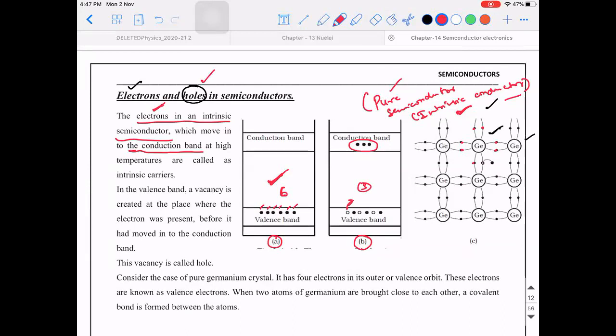So hole doesn't mean literally a hole, the vacancy of electron, right? If an electron at a particular location is missing, then that particular location is said to have a hole. It is assumed to be a virtual positive charge.